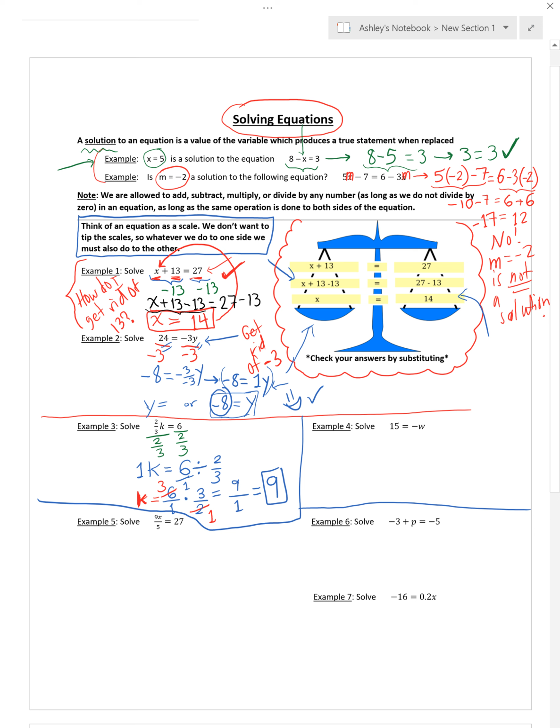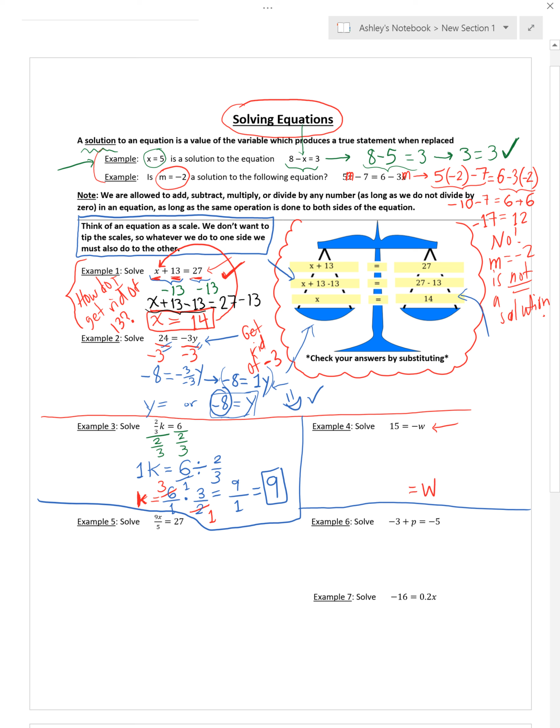So far, so good. Alright, that might have been one of the harder ones in this section, I think, the fractions. Example 4, this one, it looks so simple that it's almost confusing. I don't know if you've ever come across those math problems. They just look too simple, and it's freaking me out right now. But I want w by itself, I guess, because that's what it means to solve an equation. Get the variable by itself.